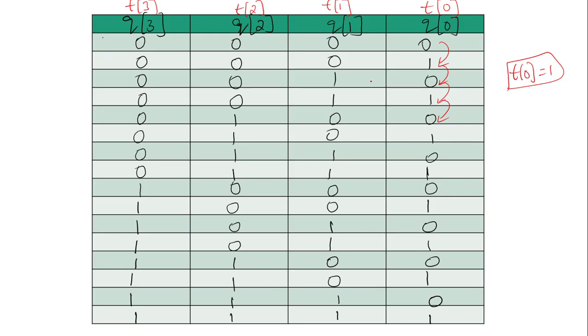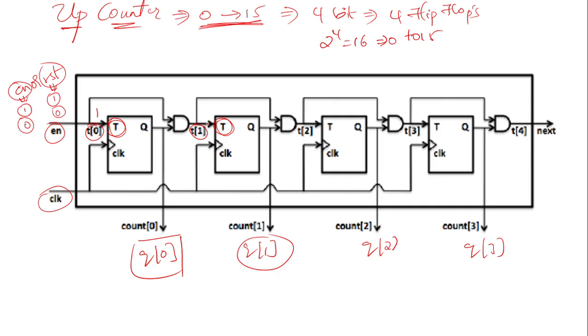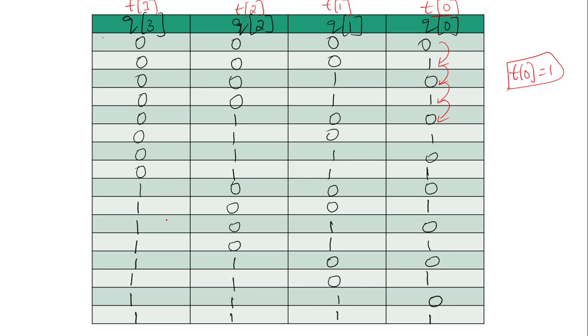Now you can understand what you are giving to T of 0. What are you giving to T of 1? Here we give T of 0 AND operated with Q of 0. What is T of 0? It is 1. So 1 AND operated with Q of 0 is nothing but Q of 0. So for T of 1 we give Q of 0. What does it mean? If your Q of 0 is equal to 0, then your output will be the same.